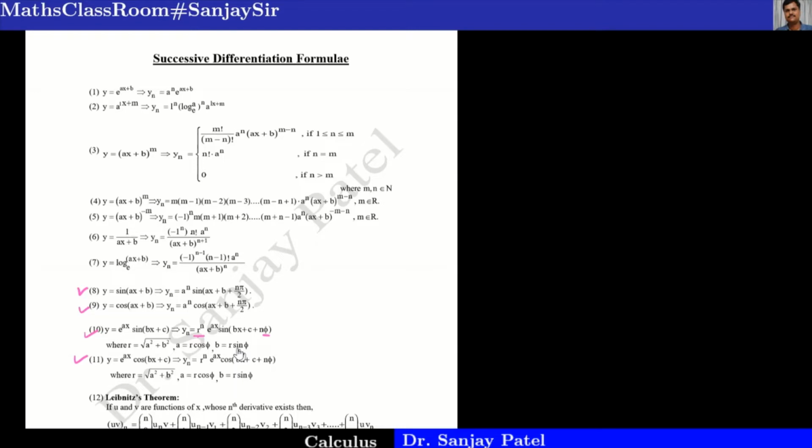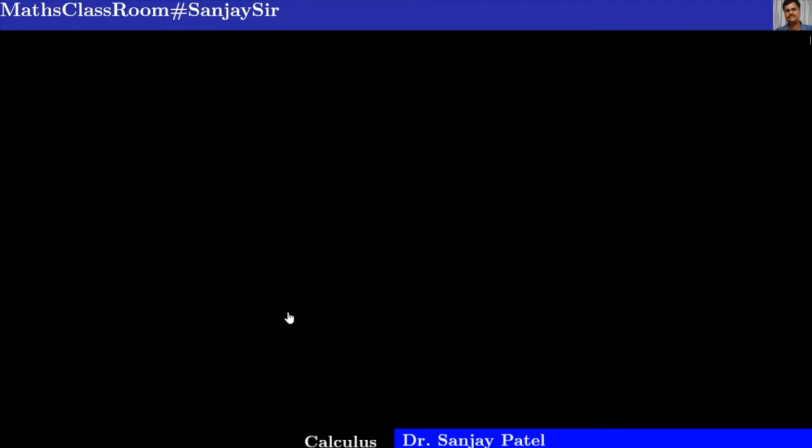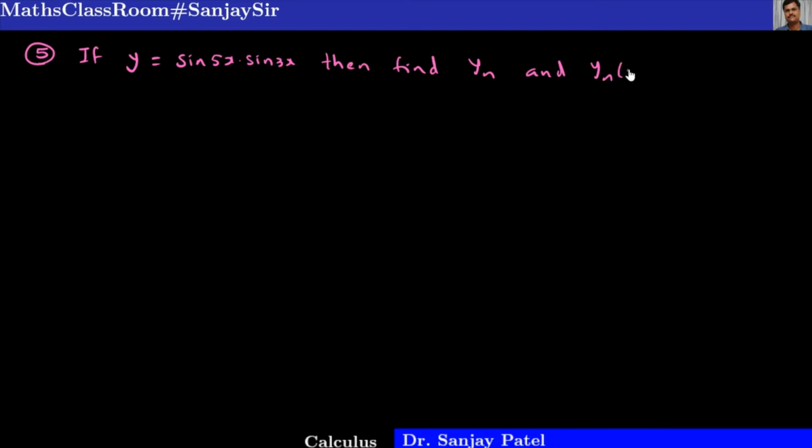Okay, so let us discuss our next problem. So far we have solved 4 problems. Now this is the next one, so I'm starting with problem number 5. If y is equal to sin 5x into sin 3x, then find the value of yn and yn0.